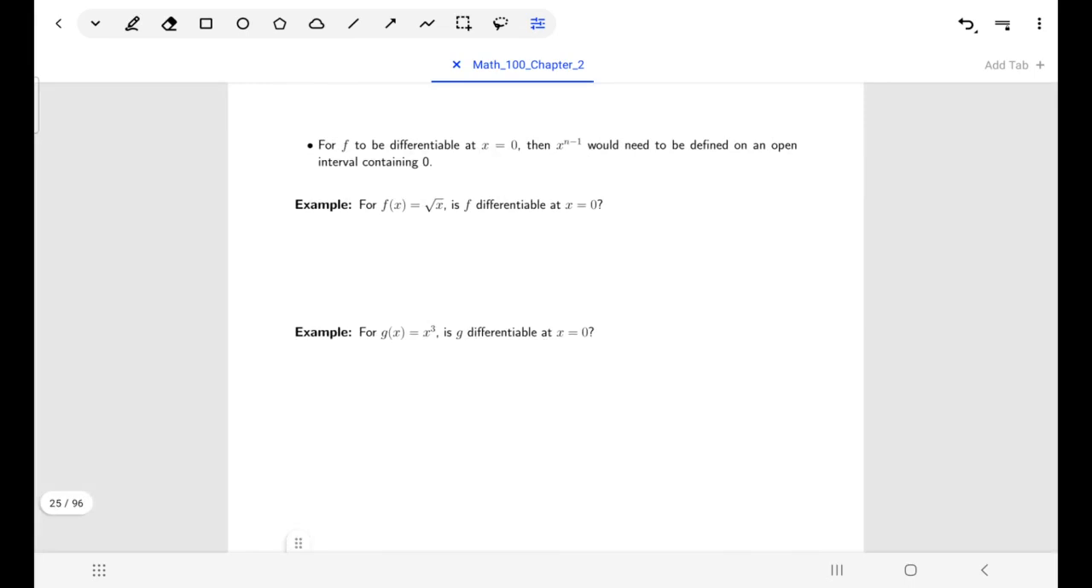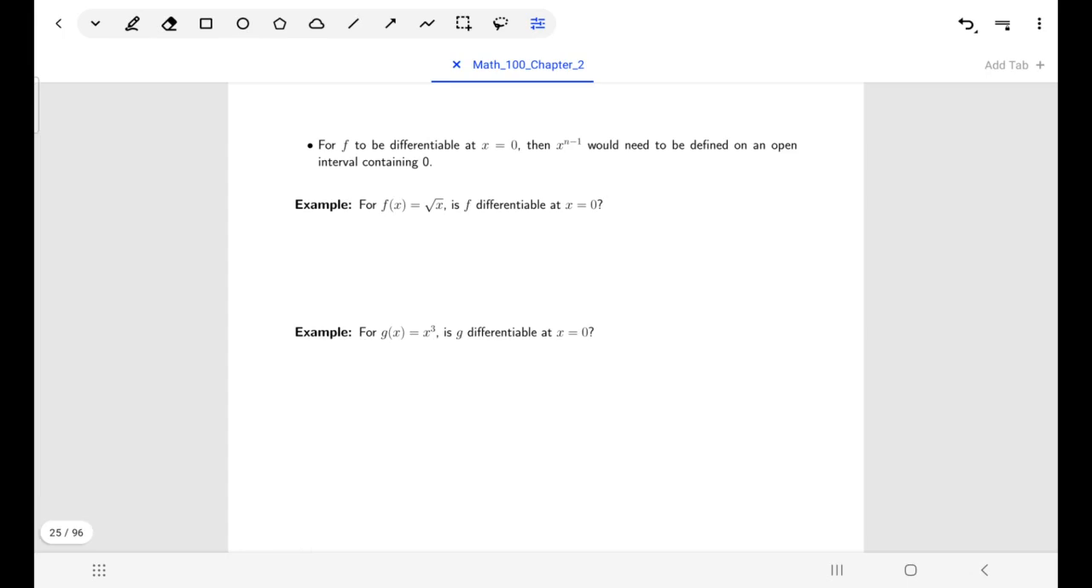So the big thing here is, as I said before, for f to be differentiable, then when we reduce our power by 1, whatever that function is needs to still be defined on an open interval containing that point that we're interested in. So if we're looking for a derivative to exist at 0, then whatever the function is has to be defined when x is 0, and it has to be defined around when x is 0.